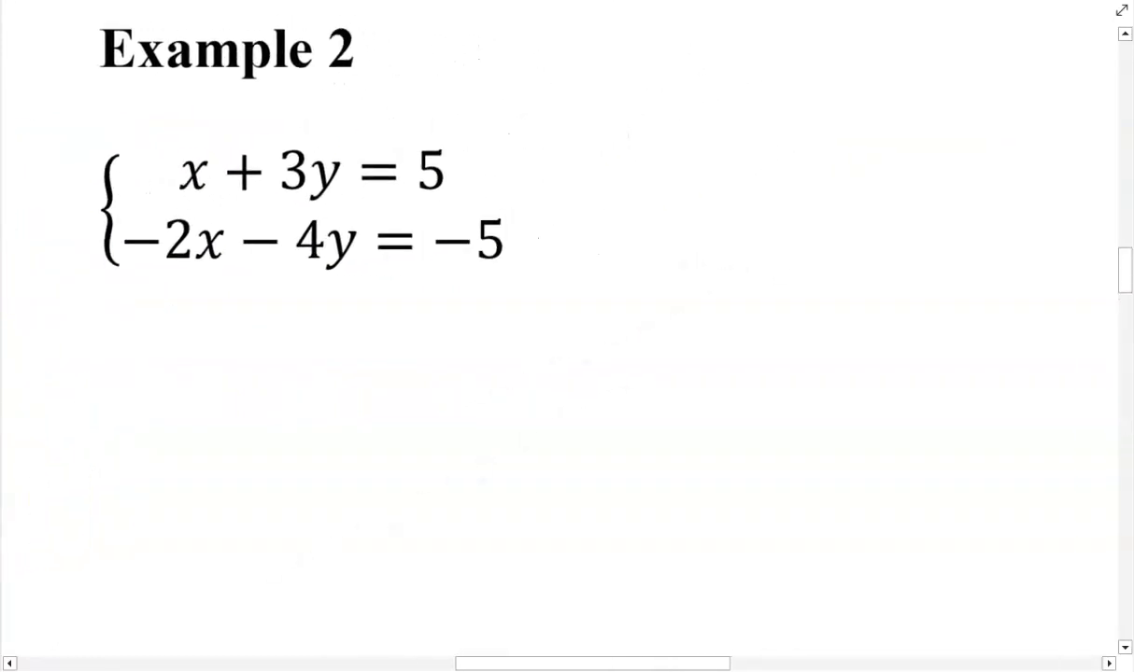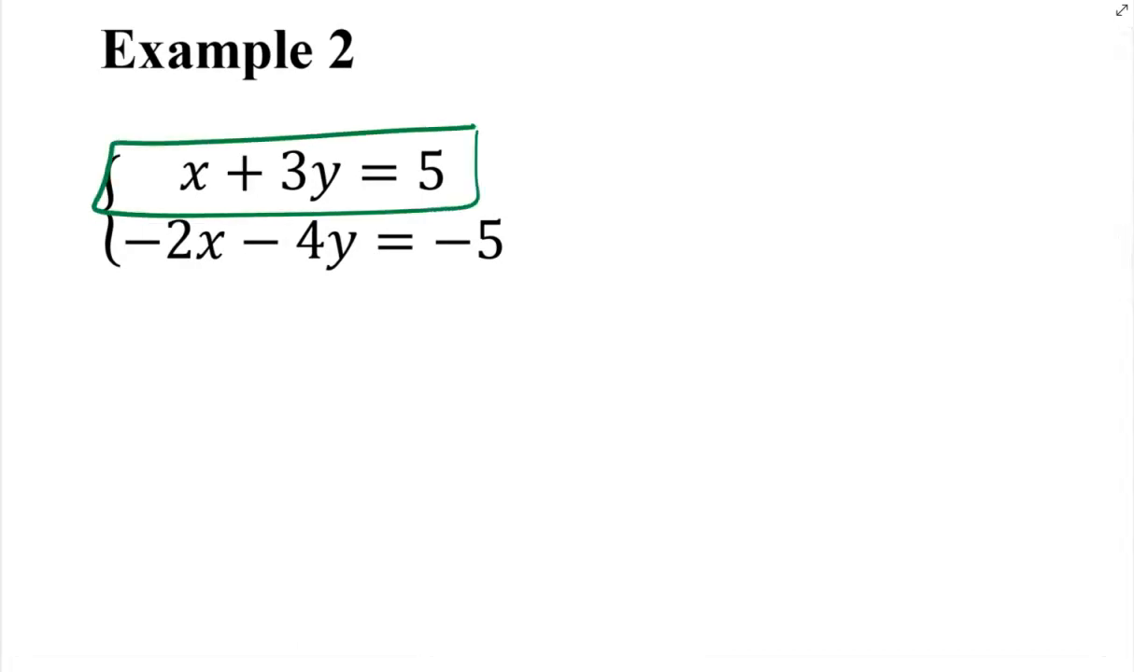So in this example, number 2, again, I think that the substitution method is the way to go because it looks like up here we can get x by itself. So go ahead and pause the video now and try to get x by itself and use that expression to substitute in the second equation. Try this on your own and resume playback in a moment to check your work.